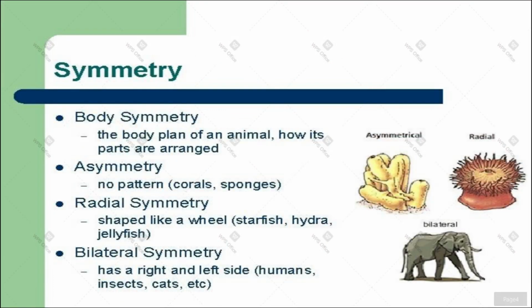Now, body symmetry can be asymmetrical, radially symmetrical, or bilaterally symmetrical. Asymmetry means no pattern is there. Radial symmetry means shaped like a wheel, and bilateral symmetry means having a right and left side, as in humans. Radial symmetry is present in starfish, hydra, and jellyfish, and asymmetry is present in corals and sponges.